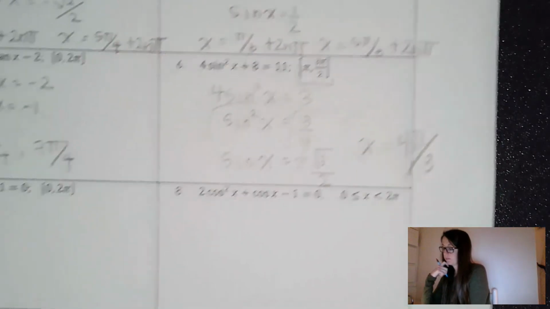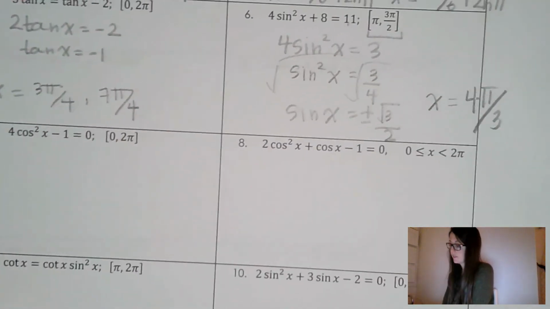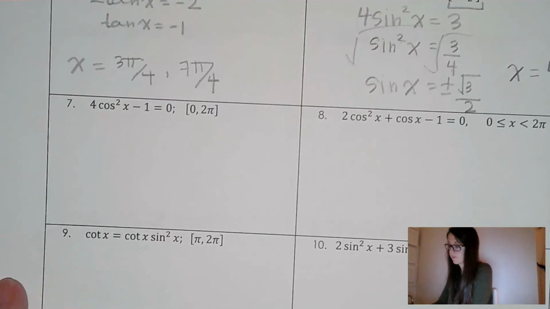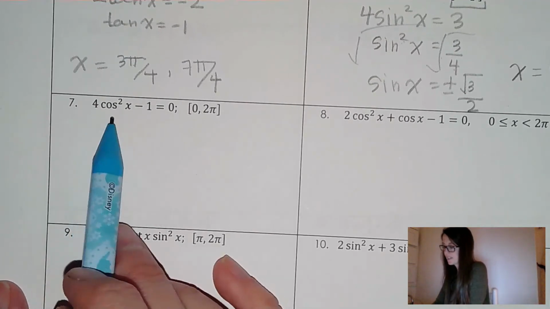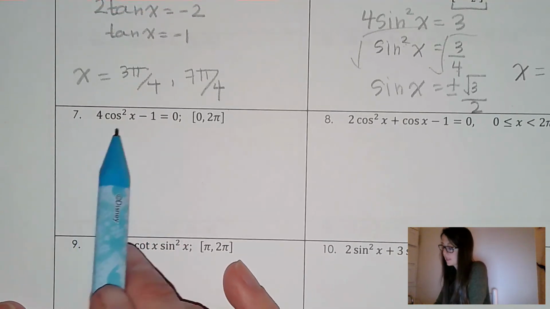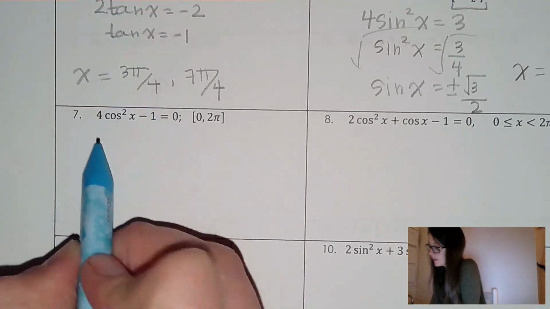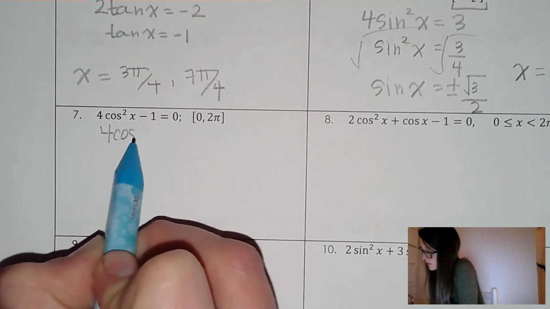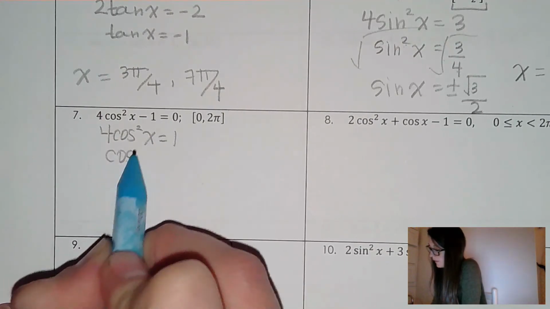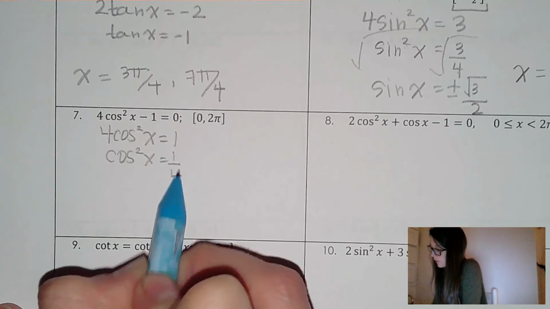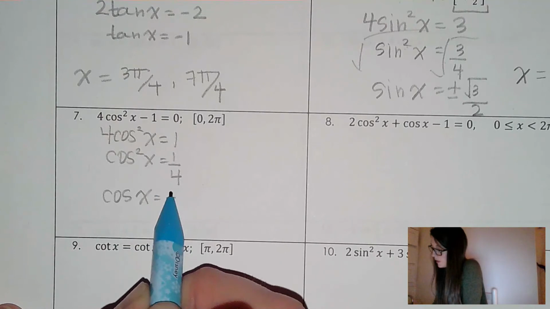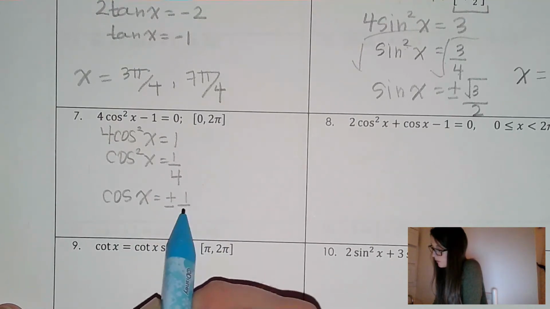All right, so let's look at 7 here. So 7, we've got 4 cosine squared x minus 1 is equal to 0 here. So same thing, I need to isolate here. So we would have 4 cosine squared x is equal to a positive 1. Divide both sides by 4, so you'll have 1/4. And then take the square root of both sides here. So you will have plus and minus 1/2.